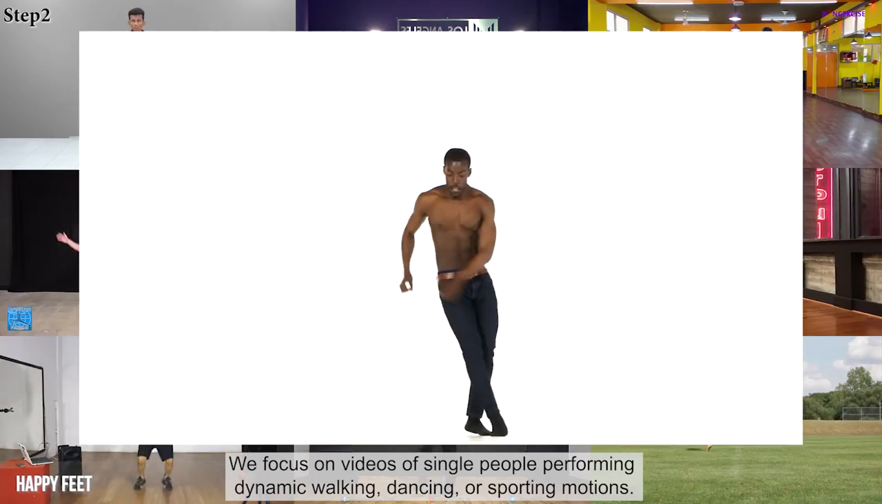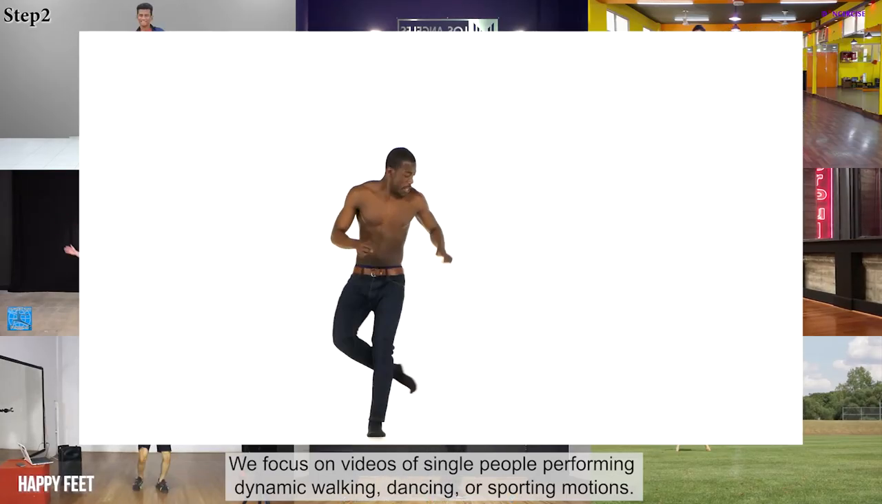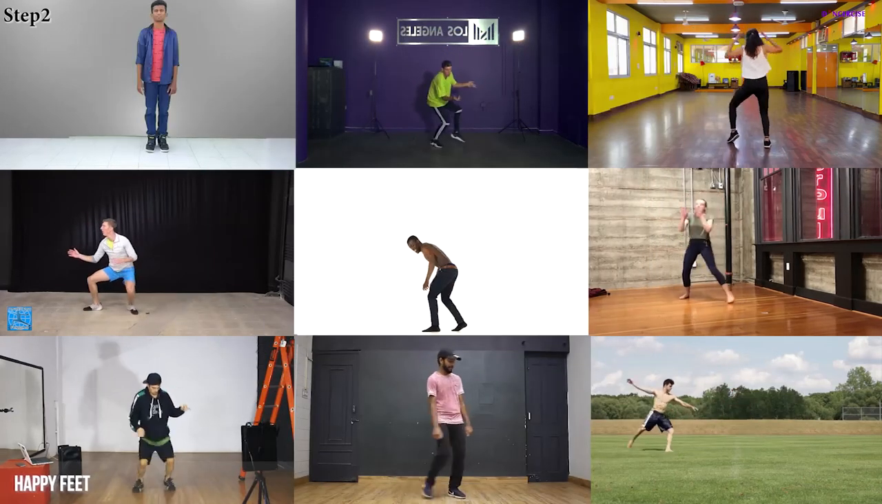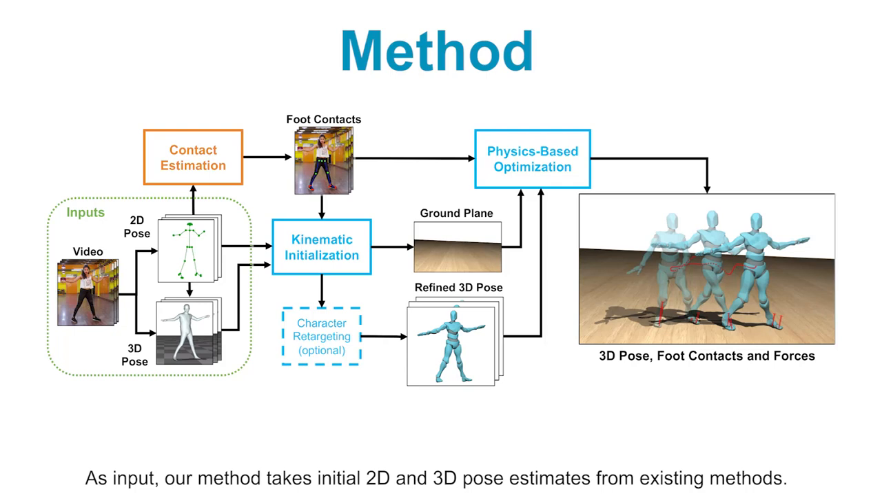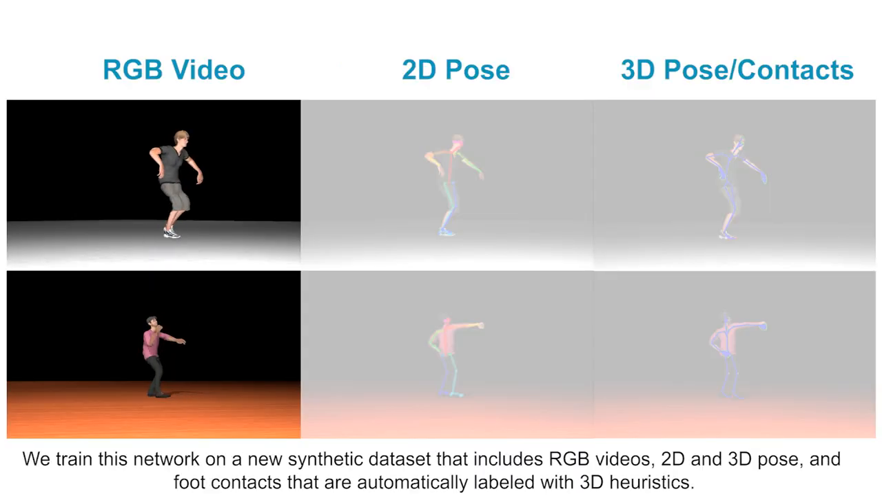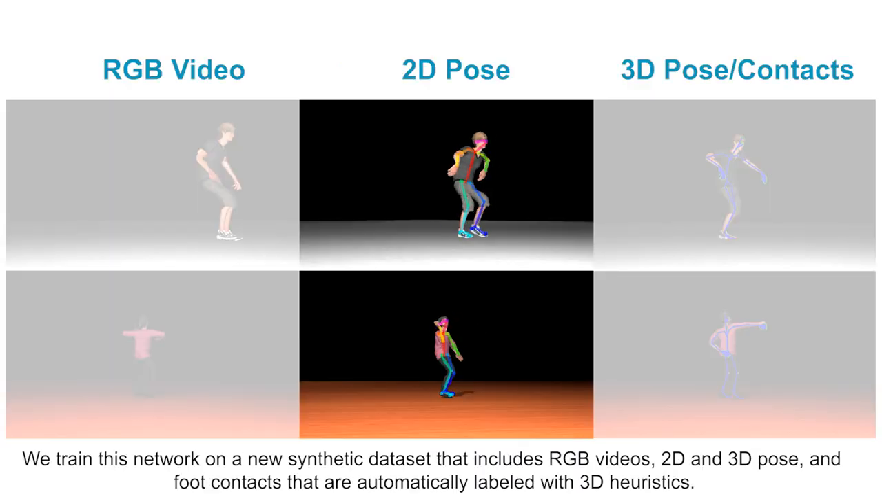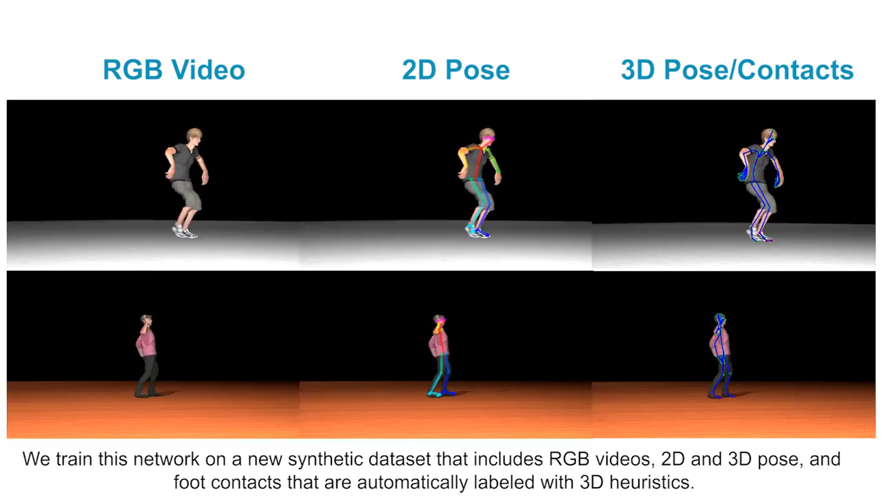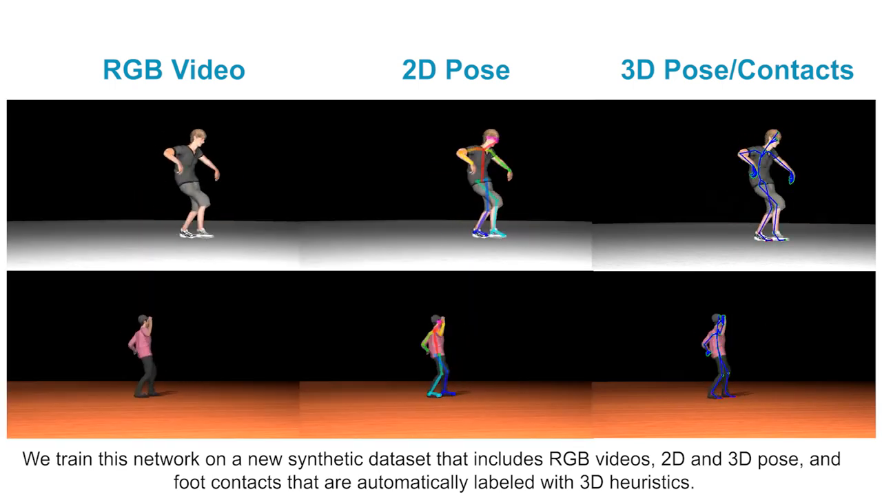We focus on videos of single people performing dynamic walking, dancing, or sporting motions. As input, our method takes initial 2D and 3D pose estimates from existing methods. In the first stage, a neural network detects foot contacts based on the 2D lower body joints. We train this network on a new synthetic dataset that includes RGB videos, 2D and 3D pose, and foot contacts that are automatically labeled with 3D heuristics.